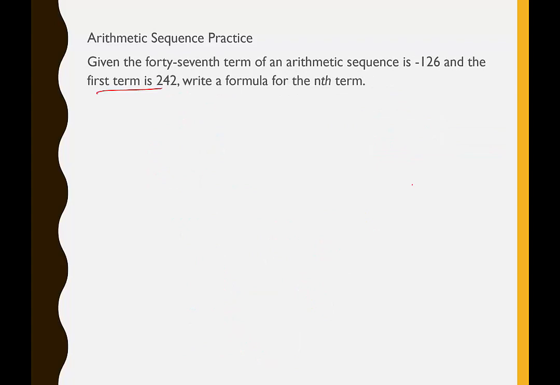In our last example with arithmetic sequences, given the 47th term of an arithmetic sequence is negative 126, and the first term is 242, write the formula for the nth term. So at this time, if you haven't practiced yet, again, I would encourage you to hit pause, try this on your own first, then come back and check.